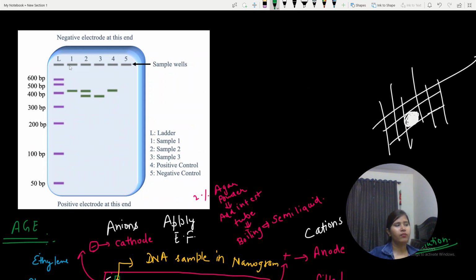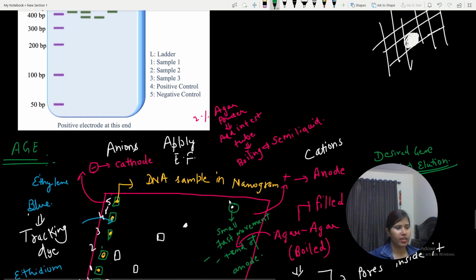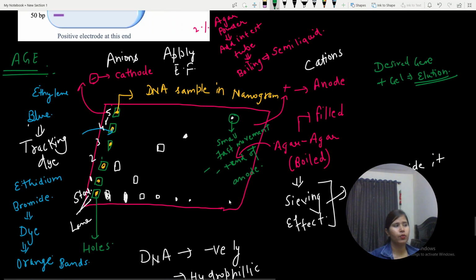These are the sample wells where you are testing first, second, third, fourth, fifth well, and the DNA molecular sizes are 6,000 base pair, 5,000, 4,000, 600, 500, 400, 300, 200, 150, and you can see 50 base pairs. So here the desired gene will be this or this, because their molecular size is less than 400 base pairs, right? So you can find out this technique very easily. I hope this is very clear to you right now.